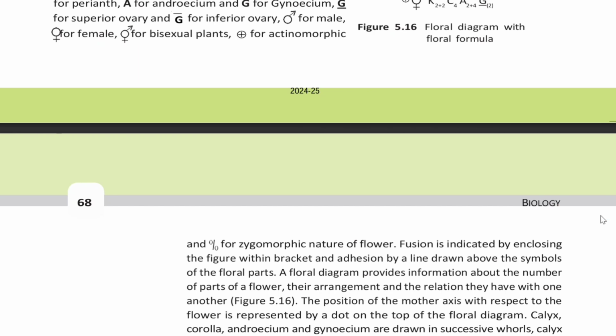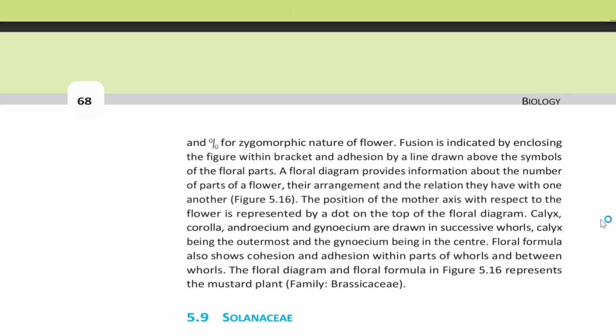Fusion is indicated by enclosing the figure within bracket and adhesion by a line drawn above the symbols of the floral parts. A floral diagram provides information about the number of parts of flower, their arrangement, and the relation they have with one another. The position of the mother axis with respect to the flower is represented by a dot on the top of the floral diagram.